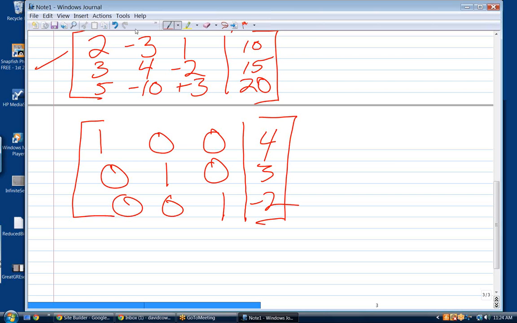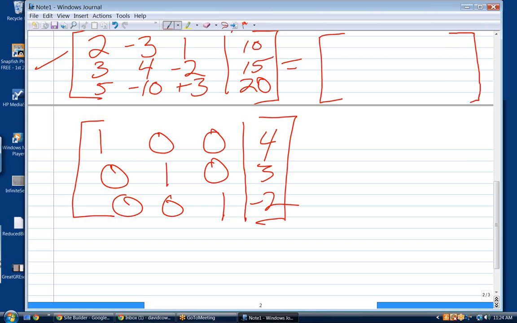In other words, how do we take this matrix and turn it into this matrix? Well, if I were to look at this matrix, the very first thing I would do is multiply the first row by 1/2. You see why? I'm always allowed to do that, because it's just like equations, I can multiply each row by a constant.